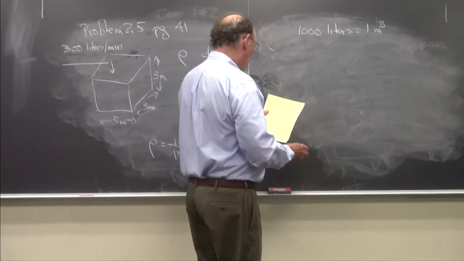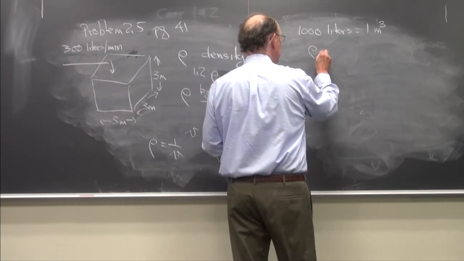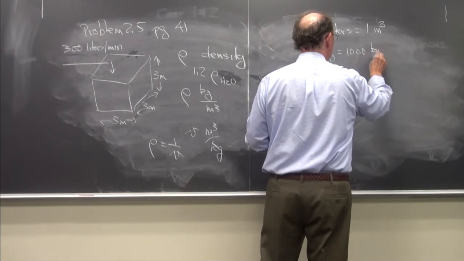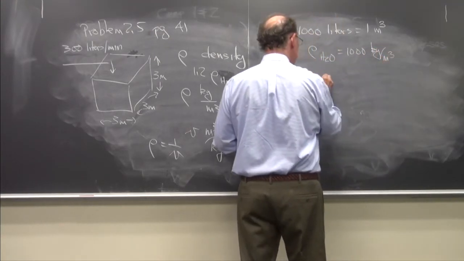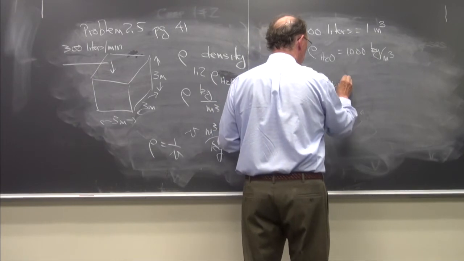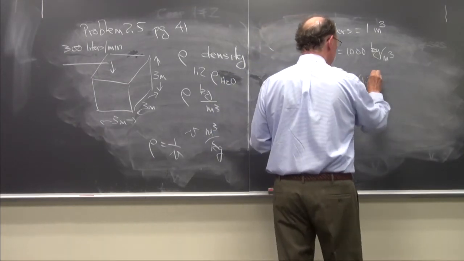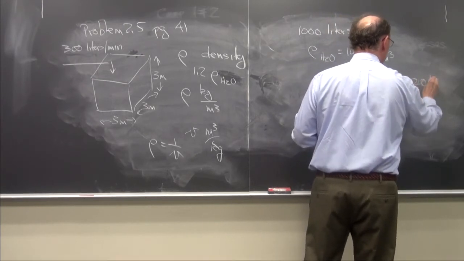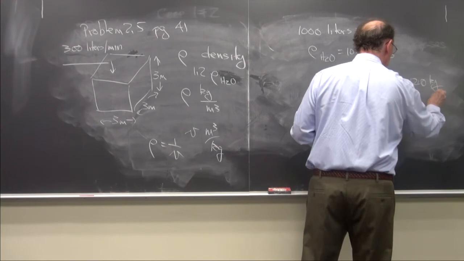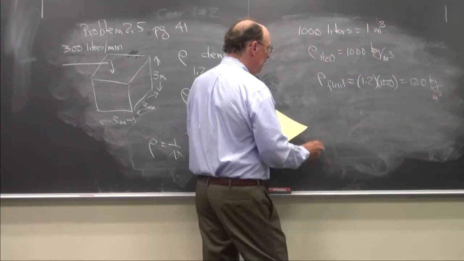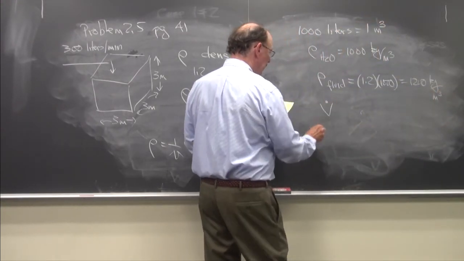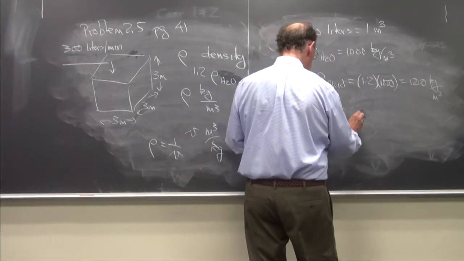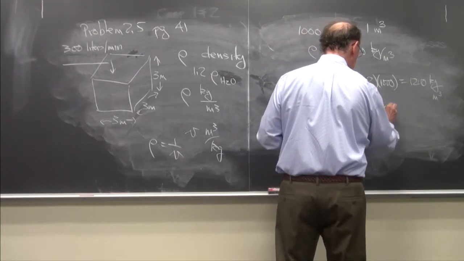And so what I have then, and I know that the density of water is 1,000 kilograms per cubic meter. So the density of the fluid is equal to 1.2 times that, is equal to 1,200 kilograms per cubic meter. And the volume flow, so I have here volume flow times density is going to be equal to mass flow.